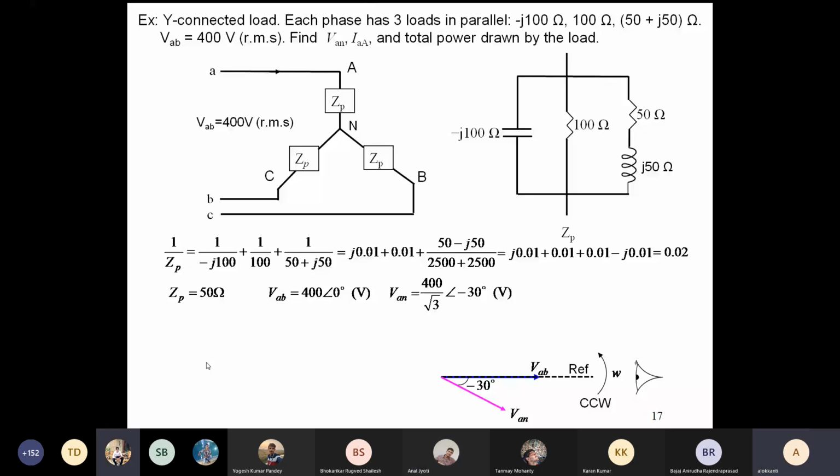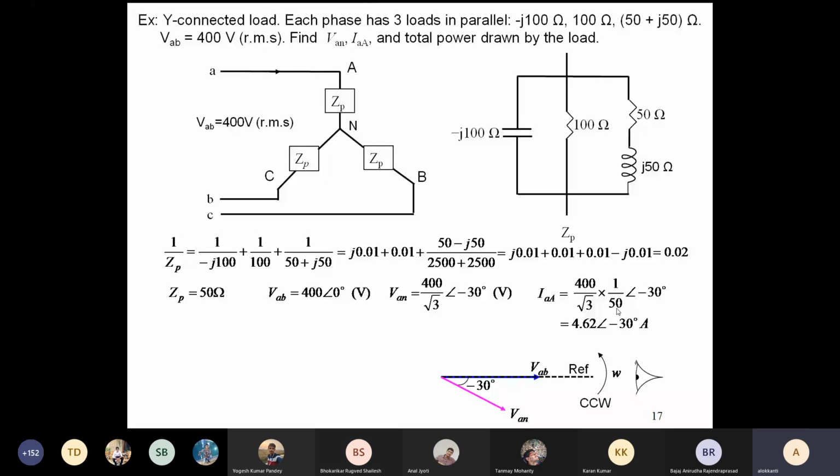Now where will be the phase current? Along VAN. IA is equal to? Along VAN, because it is purely resistive, VAN divided by 50. So you will get some value, 8 by root 3 angle, 4.62.